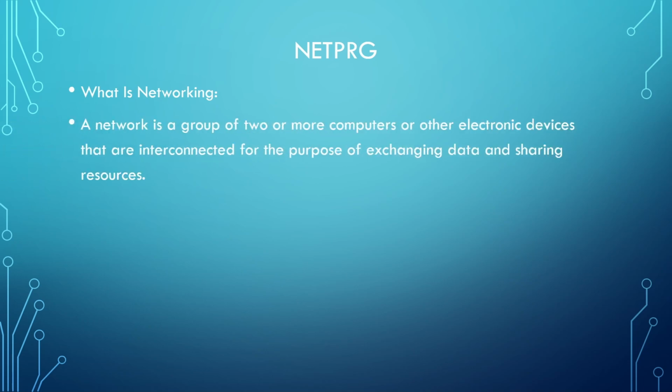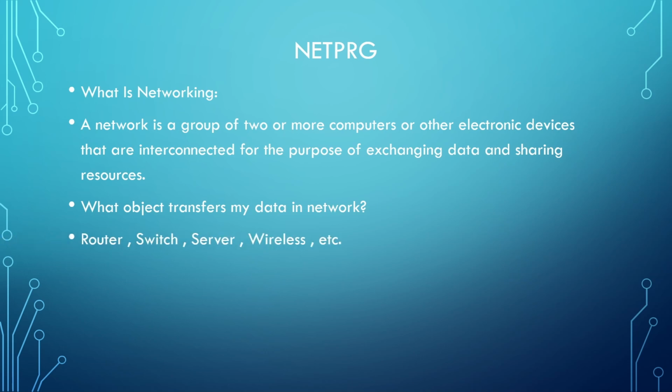Networking is a group of two or more computers or electronic devices that are interconnected for the purpose of exchanging data and sharing resources. The second question is, what object transfers my data in the network? There are so many devices sharing or transferring your data, like a router, switch, server, wireless, etc.